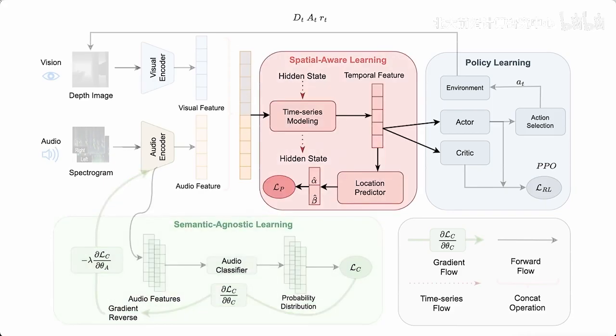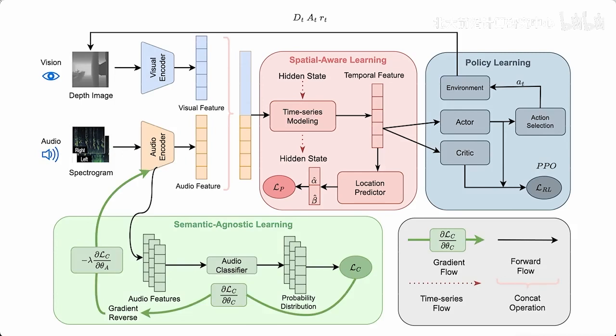The red branch is spatial aware learning. We design the location predictor to estimate the sound source direction. This module can provide an extra training signal for extracting spatial information to assist navigation policy learning. The inherent logic of this method is implicit in the way humans process sound. And the experimental results also demonstrate its effectiveness.